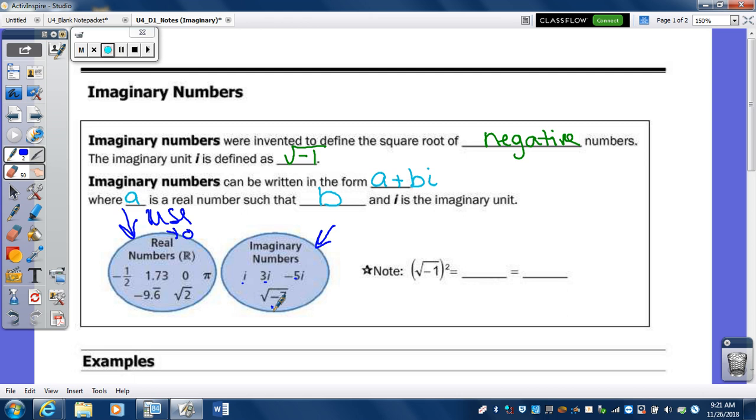Note the square root of negative 1, squared. Well, this kind of goes back to our last unit. What happens with the square root and the square sign? They cancel each other out. So that's just going to be negative 1. So you can turn an imaginary into a real number again. So if you take i, which is the square root of negative 1, and you square it, you'll get negative 1. So if you square i, it does turn back into a real number. Again, it's something we'll be playing with a lot.